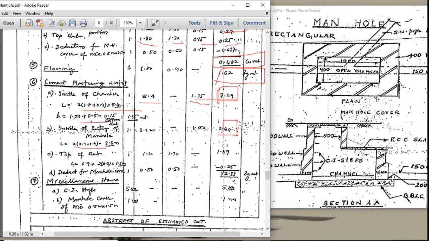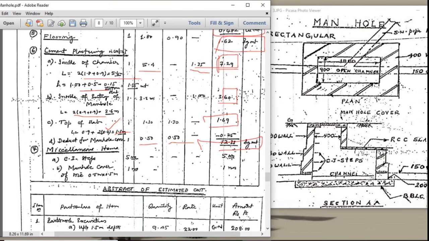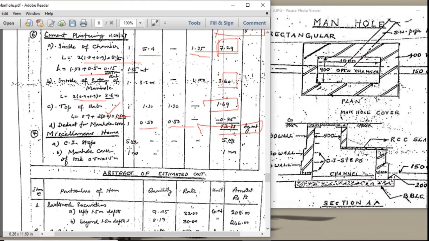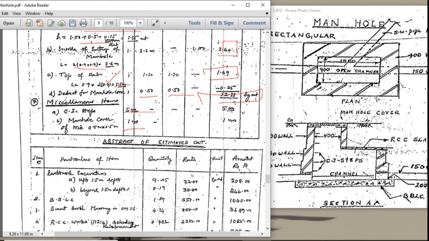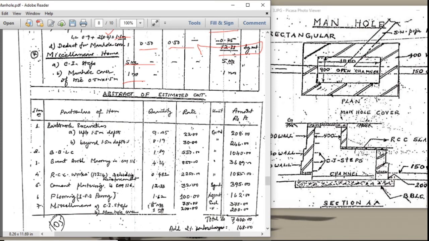Next, top of the slab. So 0.9 plus 2 into 0.2, this is the offset. We'll get 1.30, 1.30, that is 1.69. So deduct for the manhole cover. The manhole cover dimension is this. So we'll get 12.33 square meters. Then steps is 5 numbers, CI steps. Then manhole cover is 1. Same, we have 7 items.